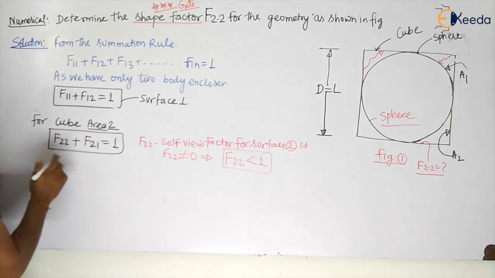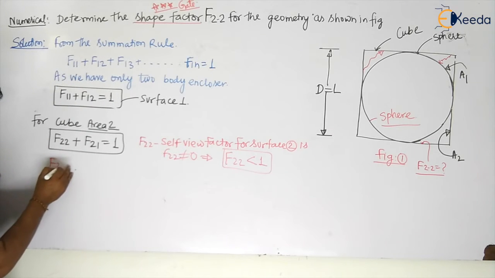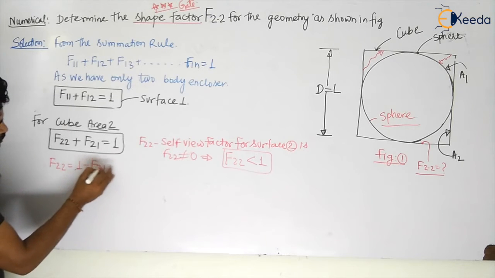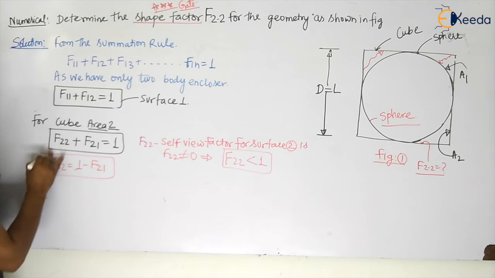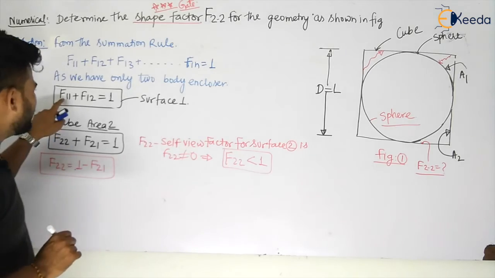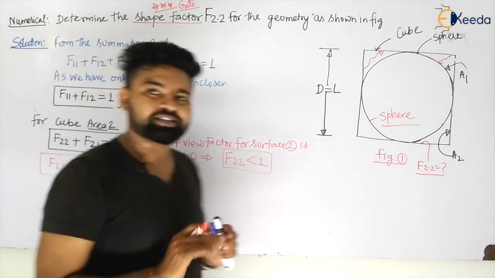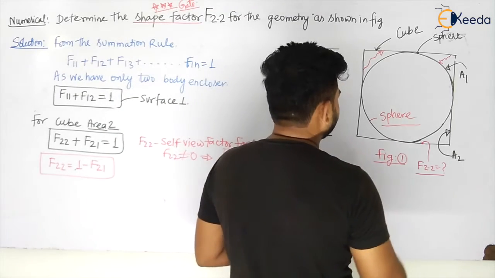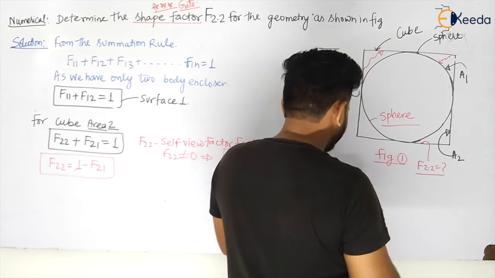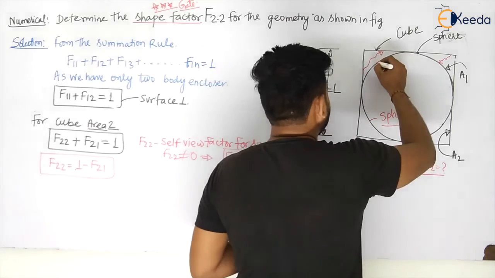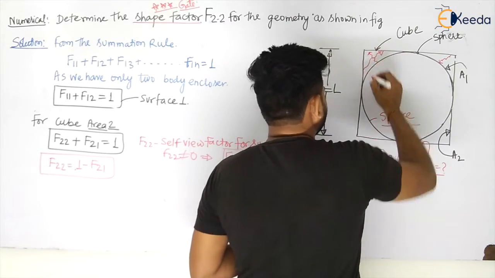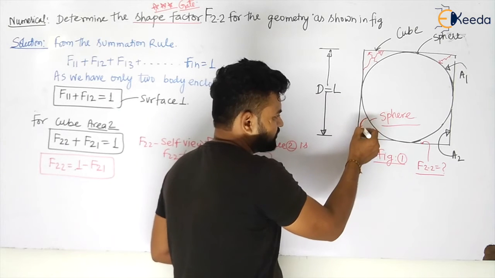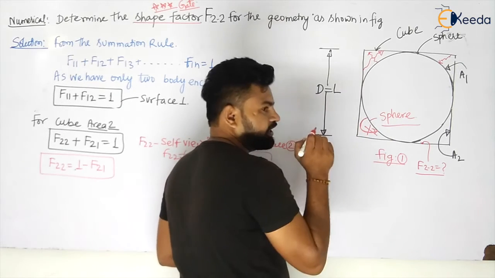Okay. Now let us see. If I calculate F22, it will be given by 1 minus F21. So what is F11, my dear students? If you see the self view factor for the sphere, that is F11, there is no radiation which is coming out from this and falling on it. So there is no radiation like this, coming from this only and falling on it.